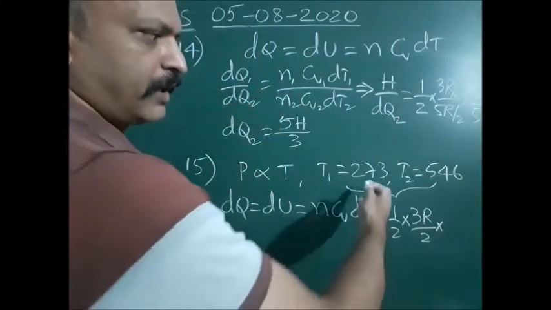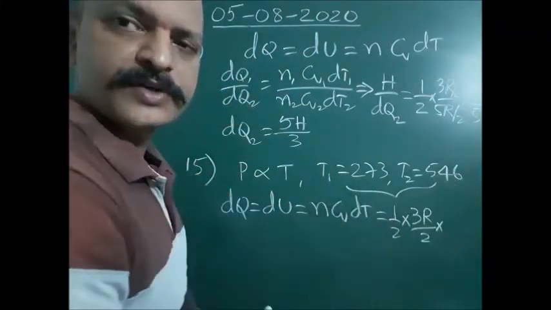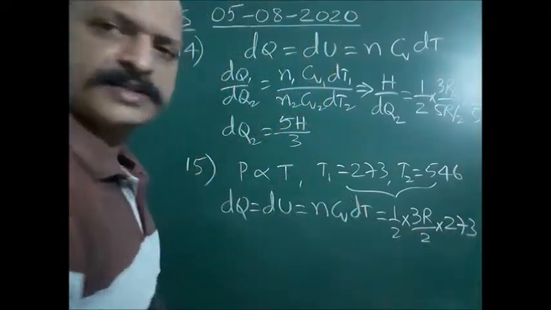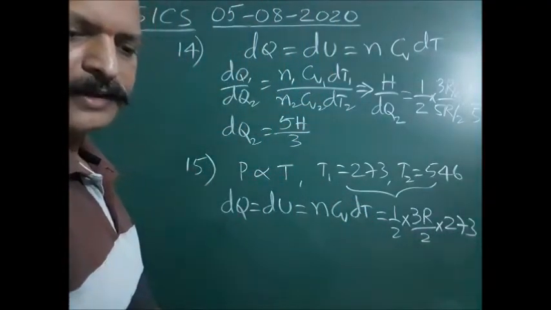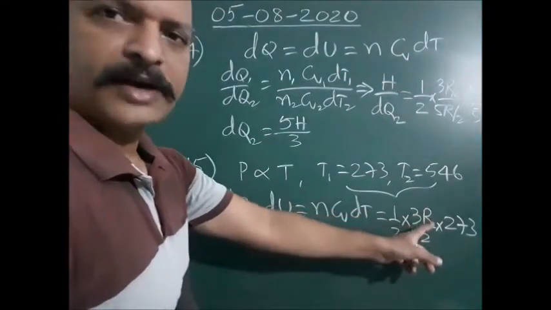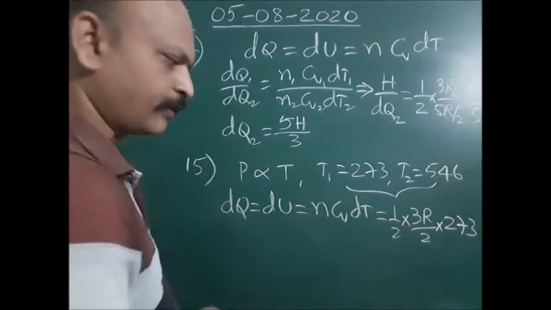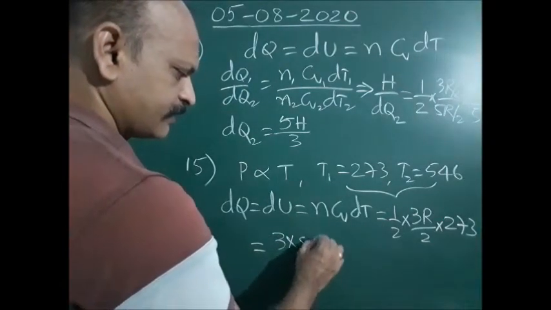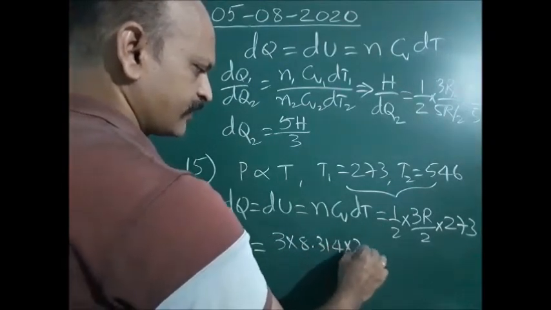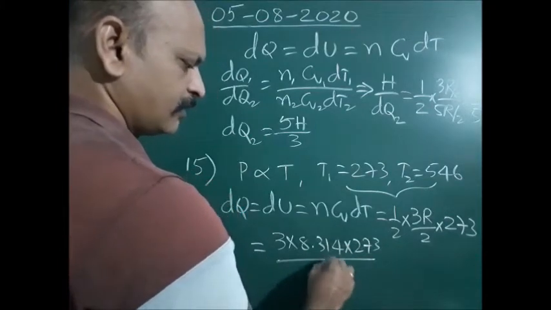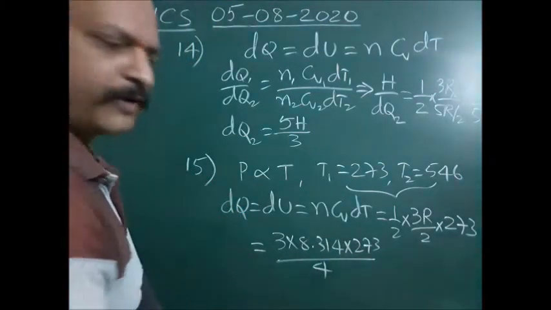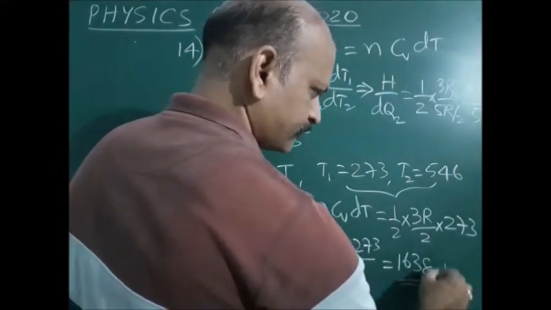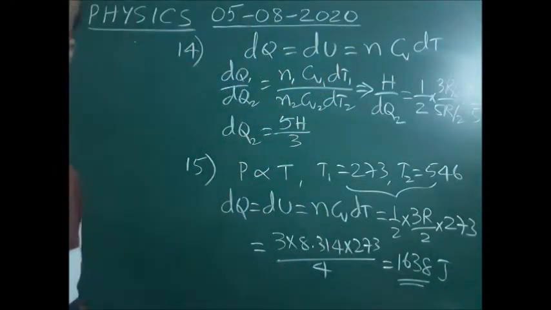Into the temperature change, 273 to 546, means 273 is the change. Then substituting the R value 8.314, so that is 3 into 8.314 into 273 by 4. If you divide this, we get it as 1638 joule.